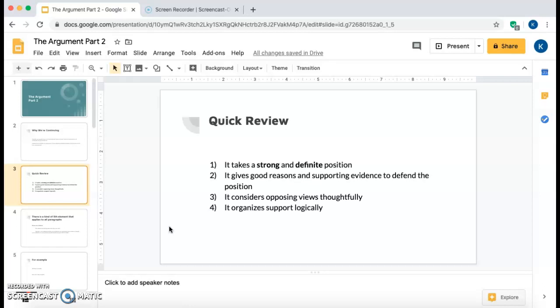And finally, the 4th position is that you organize your support logically. And again, we talked about that for argument papers. There are really 2 main ways to organize your support, organize your writing, and they're largely the same in a lot of ways. They're just reverses of each other. And that style of writing, that organization, is one that we've talked about before a little bit, and it is the order of importance.